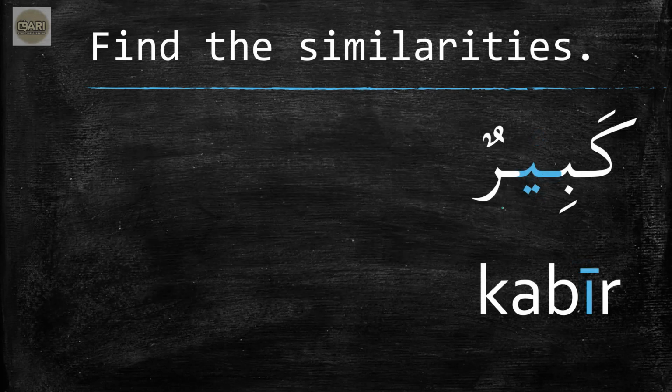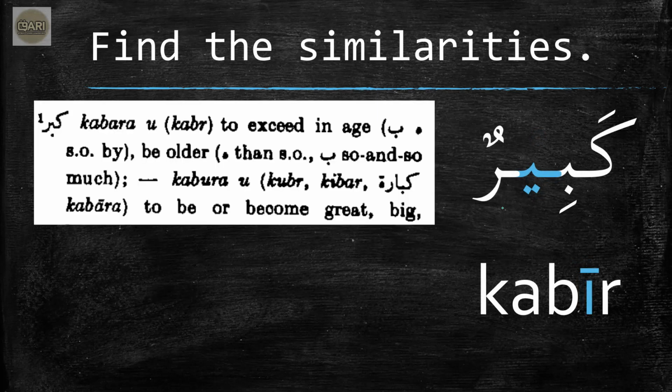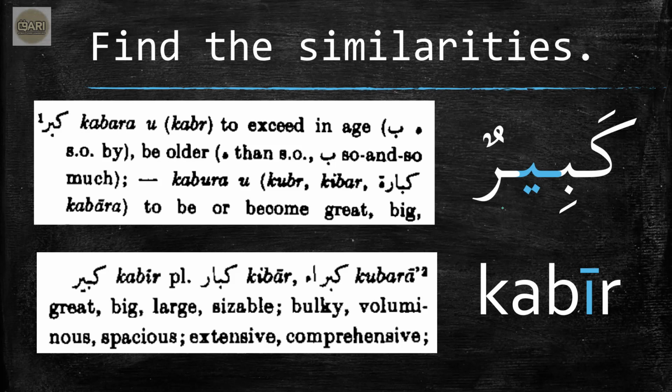Kabir, same pattern. Kabara, to exceed in age. So kabara can be used for age, and kabura can be used for size. So we have kabara and kabura, to be older, or to become or be great or big. Both of them have B, so both of them are possibilities. Kabir can be old, like an older person. Kabir sin, old in age. Or kabir in terms of large. Both of those fit. You don't see kabir here for older, but it's used in that way.